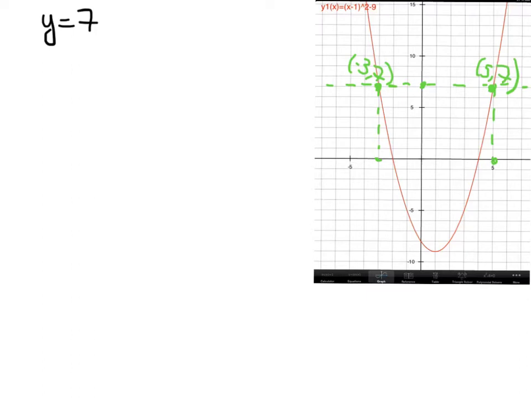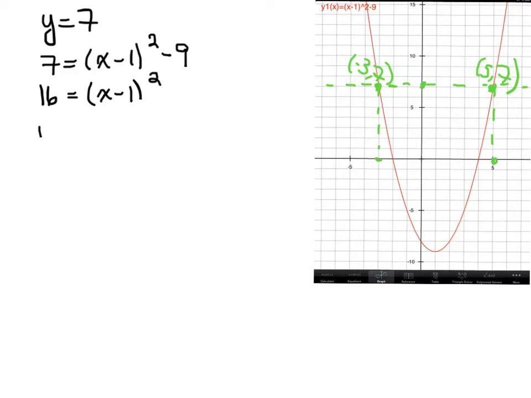Now I'm going to solve the equation where y is equal to 7. So I have 7 is equal to (x minus 1) all squared minus 9. As with the previous one, I have an equation with one unknown, so I can rearrange it. I'm going to add 9 to both sides, so that gives me 16 equals (x minus 1) all squared. I'm going to take the square root of 16, not forgetting we have a positive and a negative square root. And this is where I branch off.